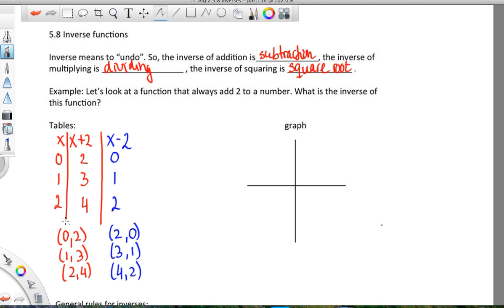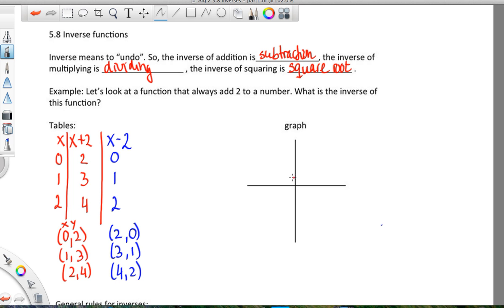Hopefully you're seeing that the x and the y in the red function are flip-flopped. This is the y value of the red, and this is the x of the red. And that's what happens with inverses. One thing that you can do for inverses is you just swap x's and y's. Okay, we can also look at this graphically.